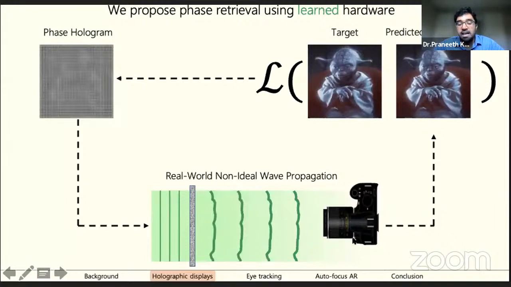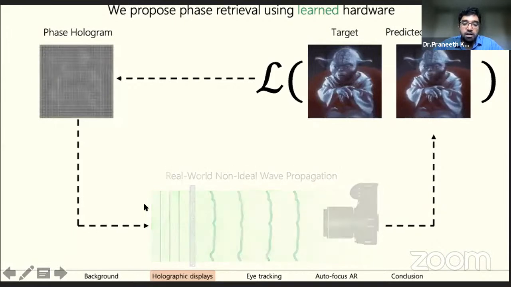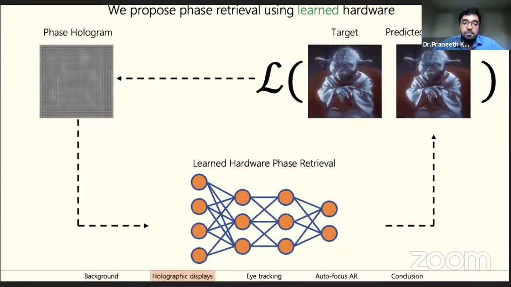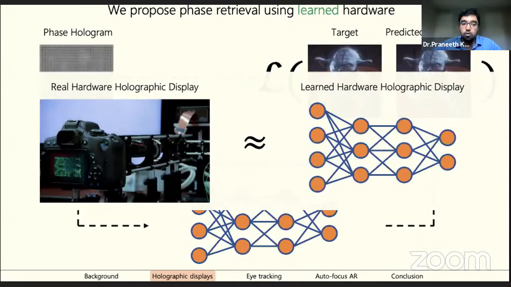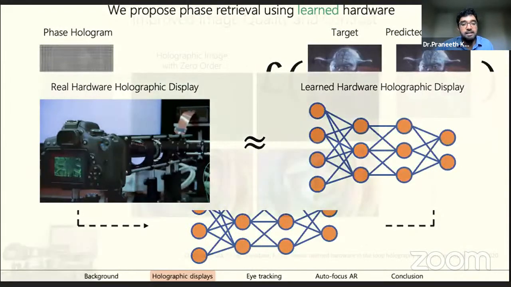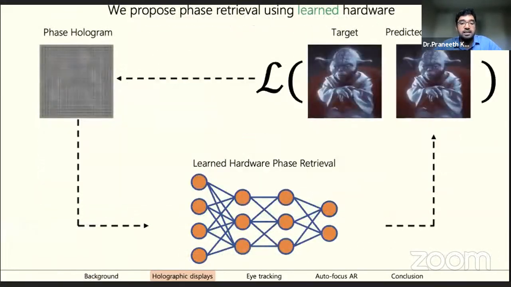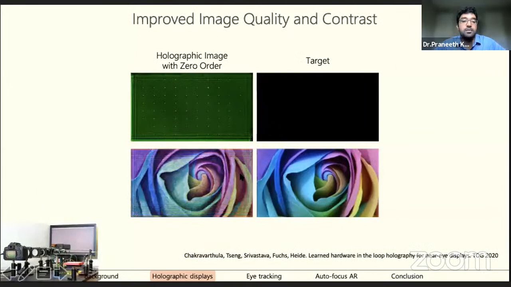And for this to happen, we need an active camera in the loop, and we need an active display in the loop. So instead, what we can do is replace both the display and camera with a deep neural network and try to learn the entire real world wave propagation within a holographic display. So essentially what we are trying to do is approximate a display and a camera setup completely with a neural network. Then you can use this neural network as the real hardware and optimize for the phase hologram, and that's exactly what I'm showing here.